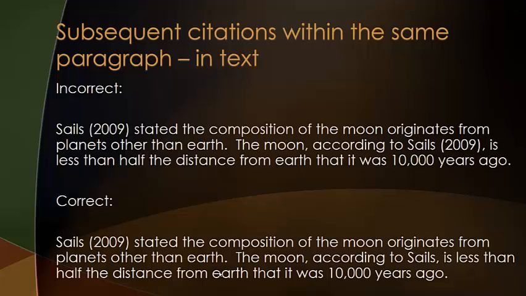Sells 2009 stated the composition of the moon originates from planets other than Earth. The moon, according to Sells, is less than half the distance from the Earth it was 10,000 years ago. So the rule here is if you are repeating the author in the same paragraph after you have initially stated the author and used the year for reference, you don't have to use the year again. It becomes redundant because there's no chance for the reader to get confused. Okay. So that's in text.